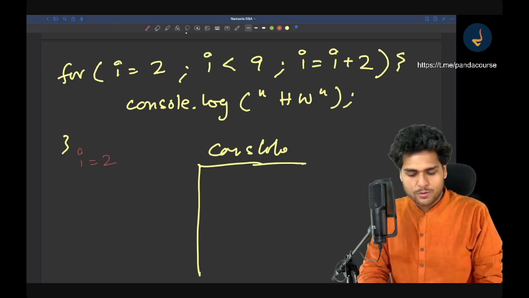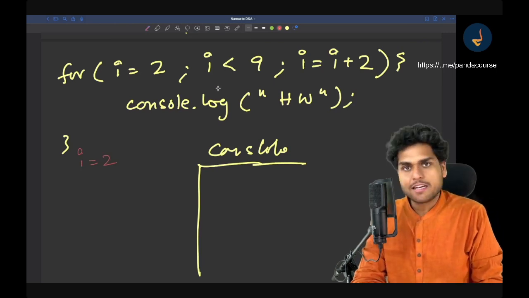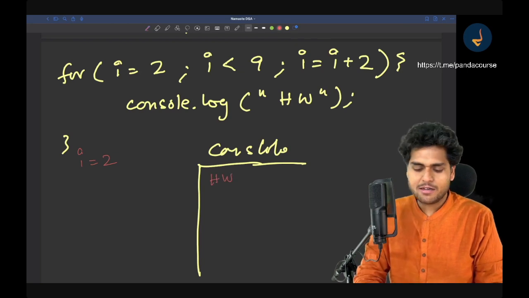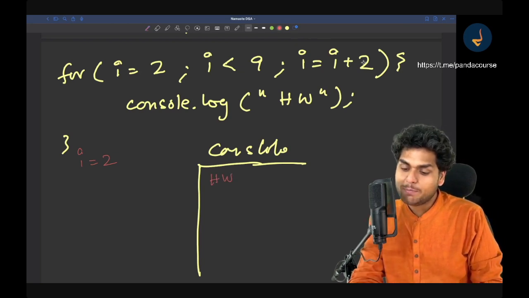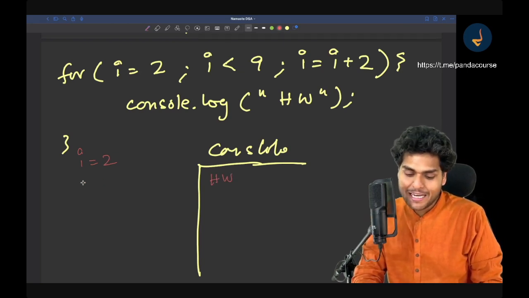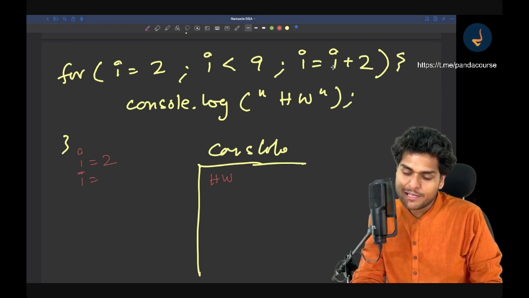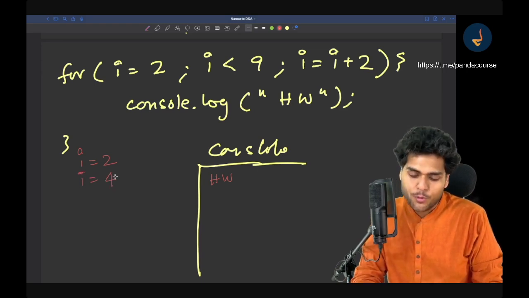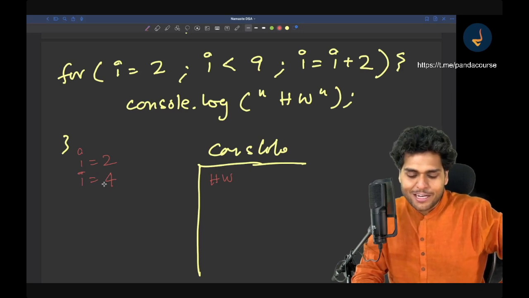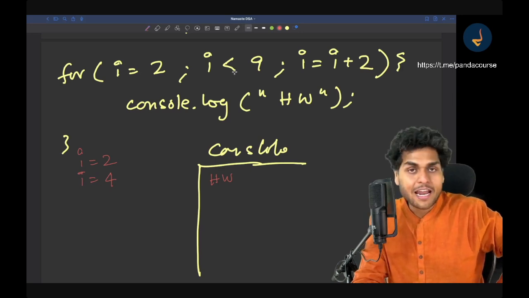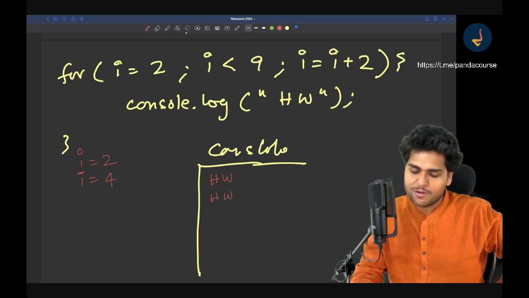i initially is 2. It checks whether it is less than 9. Yes, it is, so hello world is printed. Now i equals i plus 2, so this time i does not become 3. The value of i is 2, so 2 plus 2 becomes 4. As soon as i becomes 4, it checks i less than 9. It is true, so it prints hello world once again.